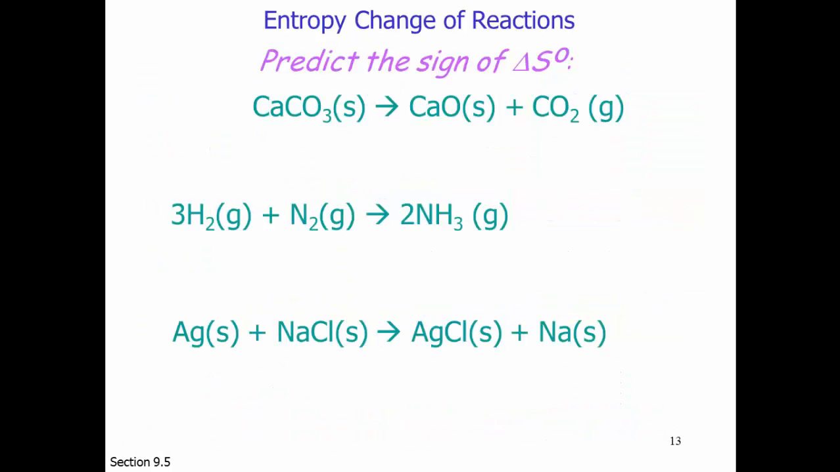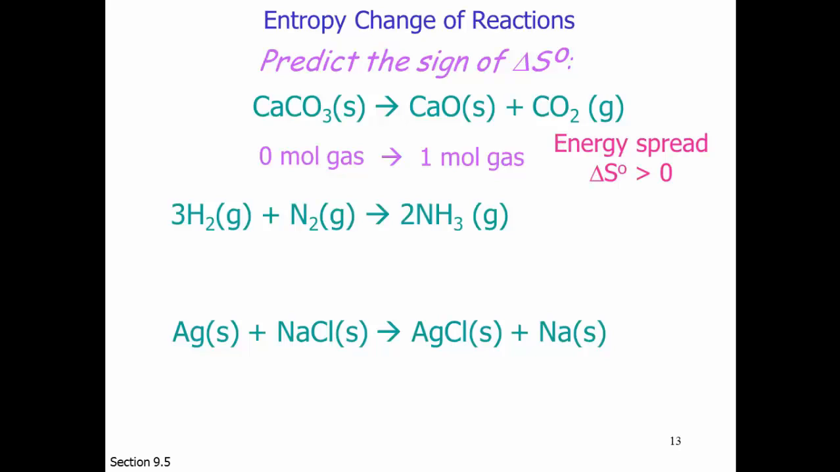Here are some examples where we can predict the sign of delta S based on the moles of gas. In the first reaction, we have 0 moles of gas going to 1 mole of gas. The number of moles of gas is increasing, so delta S is positive because we're spreading energy out among more states.